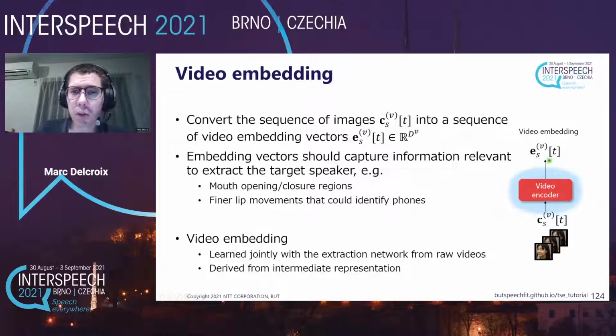So it's important to see that the output of the video embedding now is a time series. It's not a vector like for audio, it's a time series. And the embedding vector should capture information that would be relevant to extract the target speaker. So that may be, for example, the mouth opening and closure regions, but that could be also finer lip movements that could identify, for example, the phones that are spoken by the target speaker. And for the video embedding, we will see two large categories. So the first one is learned jointly with the extraction network from raw videos, and the other are embeddings that are derived from intermediate representation.